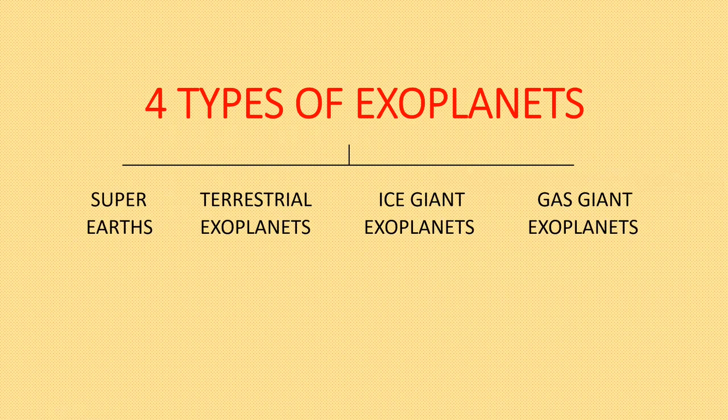So now let's see what the four types of exoplanets are: super Earths, terrestrial exoplanets, ice giant exoplanets, and gas giant exoplanets. Of terrestrial exoplanets, the examples are Mercury and Mars. Of ice giant exoplanets, Neptune and Uranus. Of gas giant exoplanets, Saturn and Jupiter.